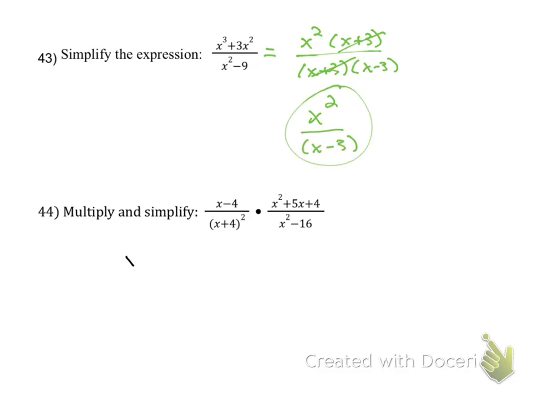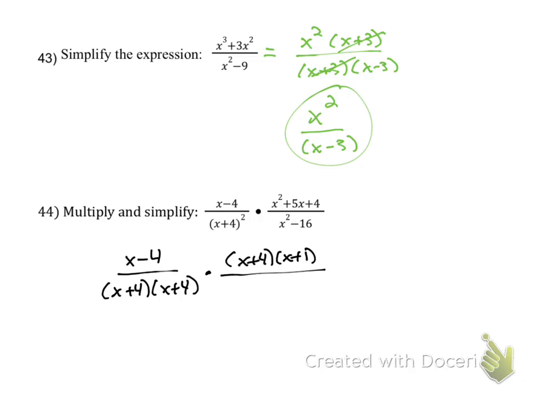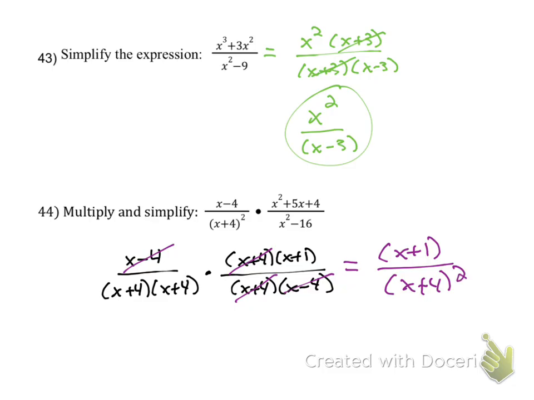44, same thing. Need to factor. X minus 4 over x plus 4 times x plus 4 times the numerator there, that'll be x plus 4 times x plus 1. 4 times 1 is 4. 4 plus 1 is 5. And then difference of squares in the denominator, which will give us x plus 4 times x minus 4. Now we can cancel. We're left with x plus 1 over x plus 4 times x plus 4, or we can write that as x plus 4 squared.